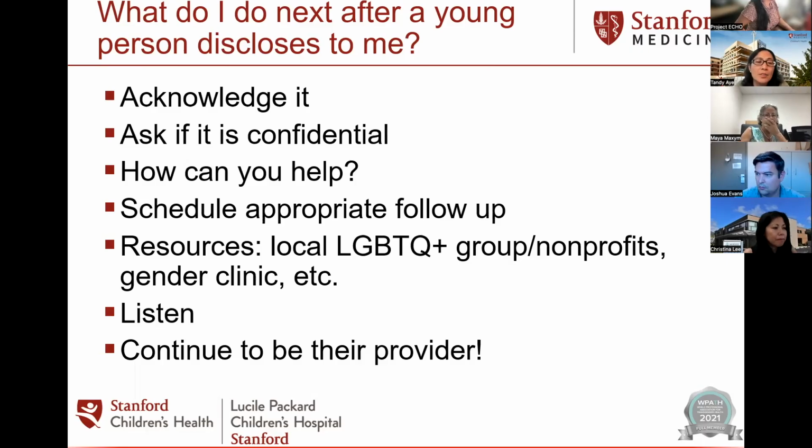And in the meantime, you can gather local LGBTQ plus group and nonprofits and gender clinic information. It's something that I am actually working on, including for the state of Hawaii, to have these resources be gathered and to be able to help. And then just listen to what the patients are telling you, and let them know that you're not going to abandon them, because that's their fear: I let it out that I'm going to be abandoned and now I don't have a doctor. So letting them know, I can continue to be your provider. I may not get it correct, but at least I want to learn and be able to help you.